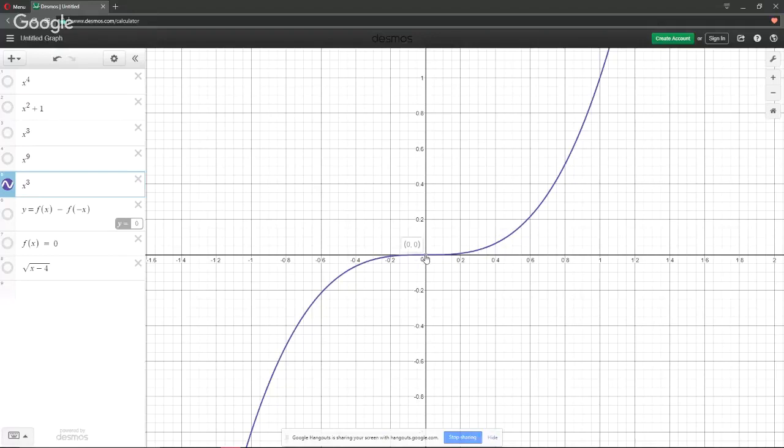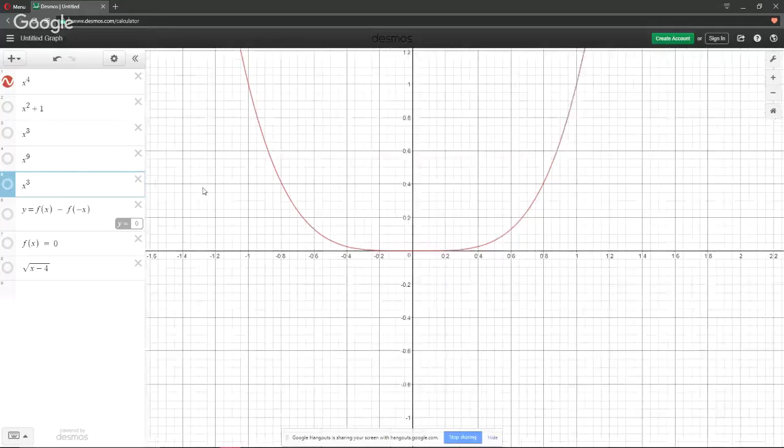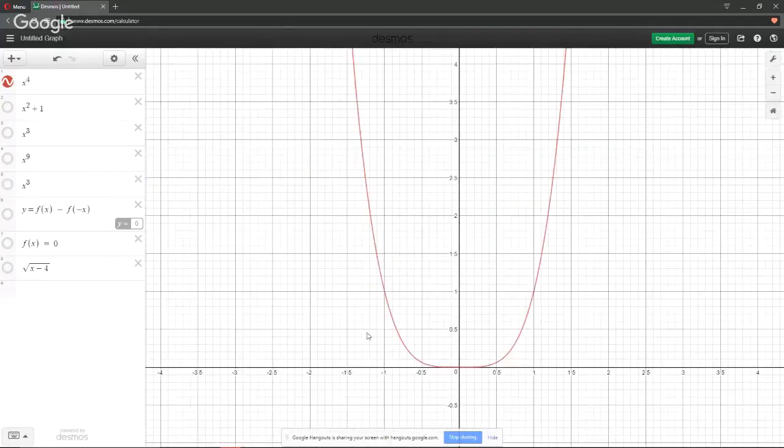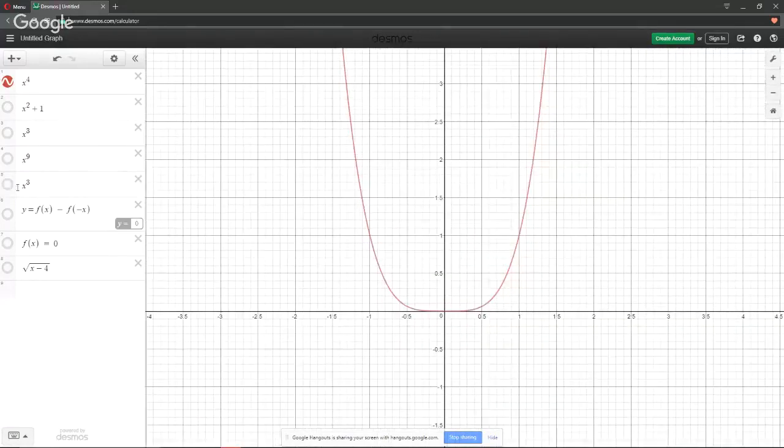0, 0. Right. So let me review those two criteria. If (x, y) is a point on an odd function, then (-x, -y) is also a point on the function. That's what it means to be symmetric with respect to the origin. Also, if you flip this graph over the y-axis and then over the x-axis, you'll get the same graph you started with. That's how you know if it's odd.